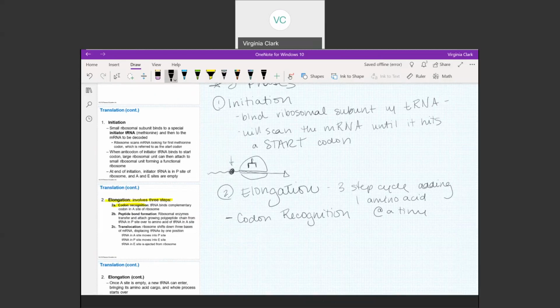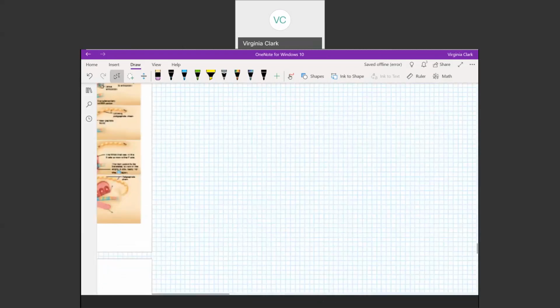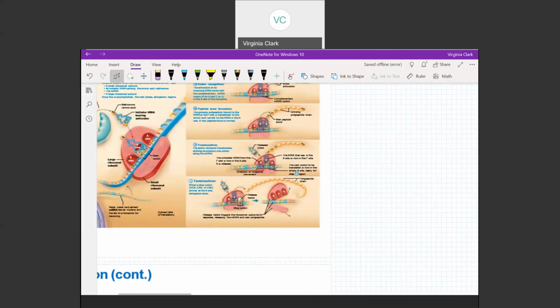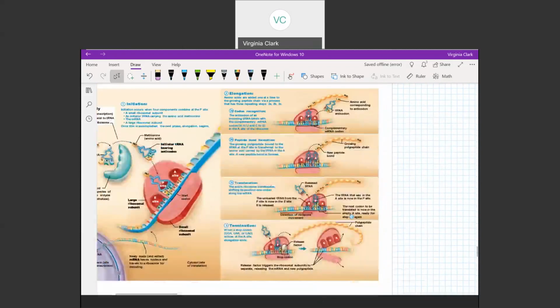There's going to be an A site. So this is where the incoming aminoacyl tRNA will bind to the complementary codon in the A site of the ribosome. To give a visual, I'm going to zoom on down to this because it is hard to do it without a visual. In this part, what we're looking at, oh, it's so blurry, I apologize.